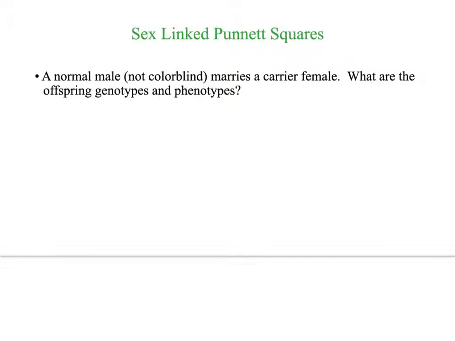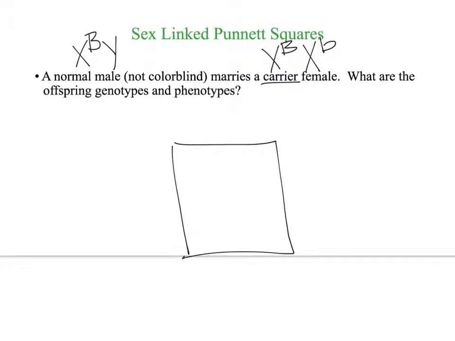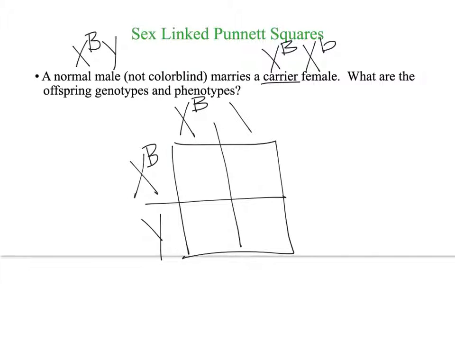Let's look at this one. A normal male, not colorblind, marries a carrier female. What are the offspring genotypes and phenotypes? So a normal male, that's X big B, Y, marries a carrier female. So she must have one normal color vision allele, but she's carrying one colorblind allele. So let's look at what that looks like. So there's dad, and here is mom.